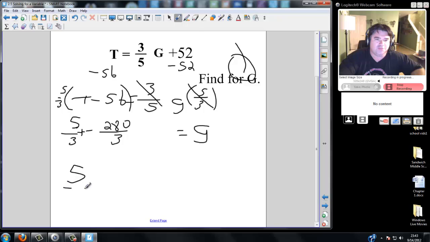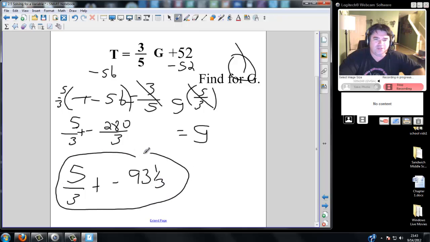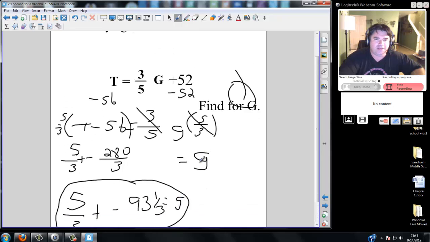I would ask someone for calc support, but since I'm by myself, I guess I'm just going to have to do it. I know that 27 divided by 3 is 9, so I can put a 9 down, and that's 270, 10 left, so 93 1/3. So the answer I get is 5/3 t minus 93 1/3 equals g. I truly hope I'm right with that. If not, feel free to have some fun with me Monday morning.